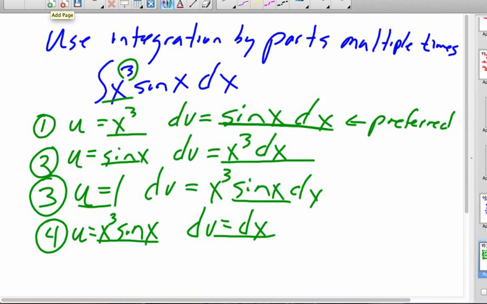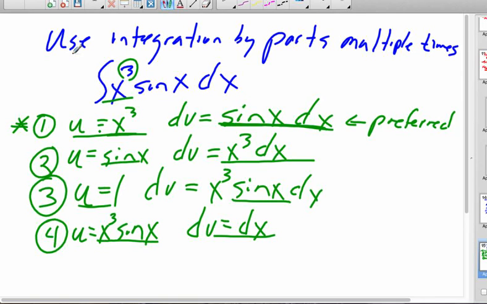Remember, we want the most complicated thing that fits a basic integration rule, and we want to try to reduce the power of u and make it simpler. So basically, let's go with choice number 1. That seems to be the best one.